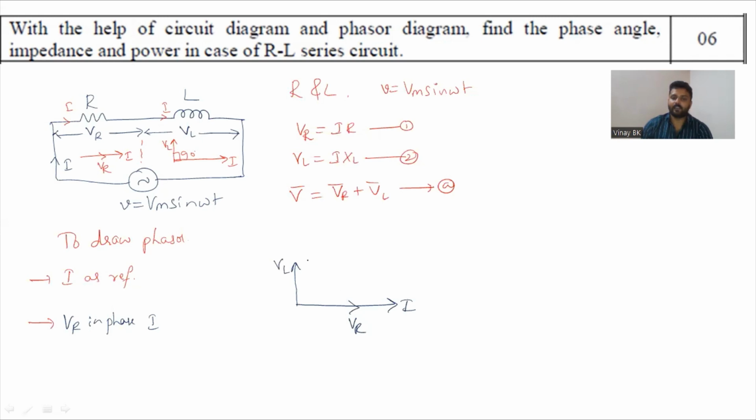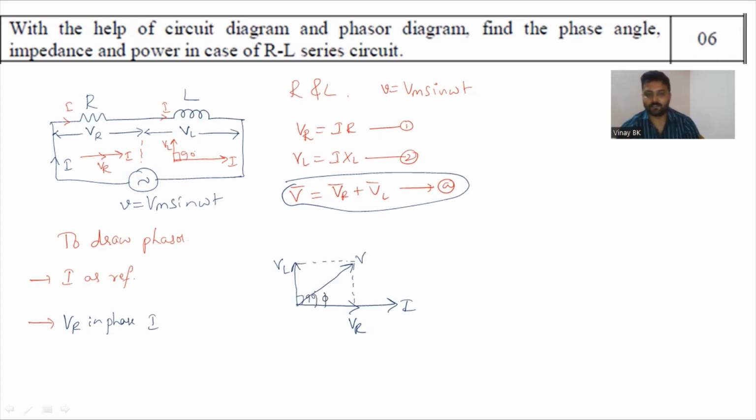VL leads VR at an angle of 90 degrees, or else pi by 2. So by the vector sum of VR and VL, you can get the total voltage V. By adding these two, we can get a resultant voltage V at an angle of phi. So this is the phasor diagram.